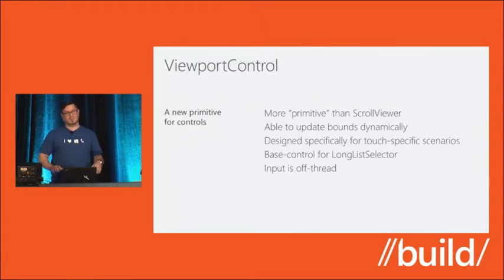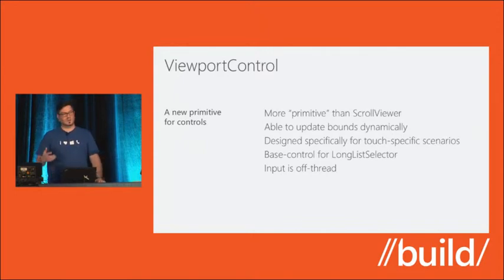For the control vendors, we have a new primitive, the viewport control. This is a more primitive control than even scroll viewer. There's no scroll bars. The only thing it really does is offer a viewport into a virtual surface. That's super important because it allows us to update bounds on the fly. If you've ever built a control that's built on scroll viewer, you try to insert items at the top. Say you have a Twitter client and you want new items to pull in from the top. You're going to end up messing up your scrolling, your scroll bars. It'll push content down. It's a big pain.